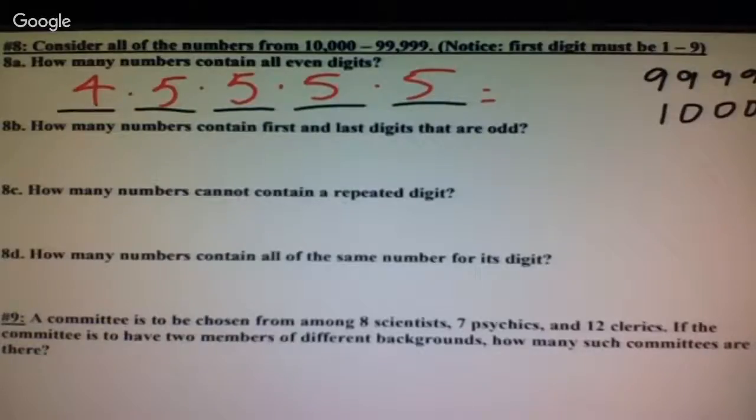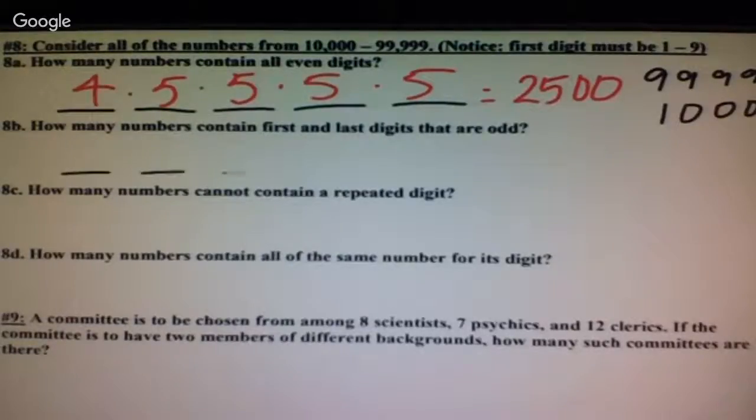Which is 25, 125, 625. Yes, 25,000. Or 2,500, sorry.